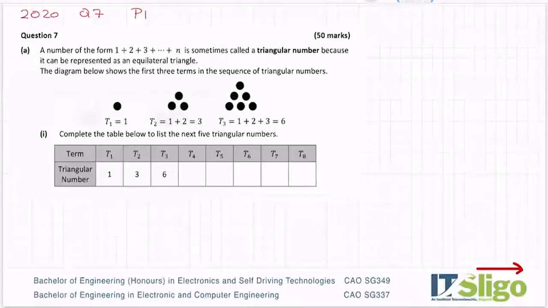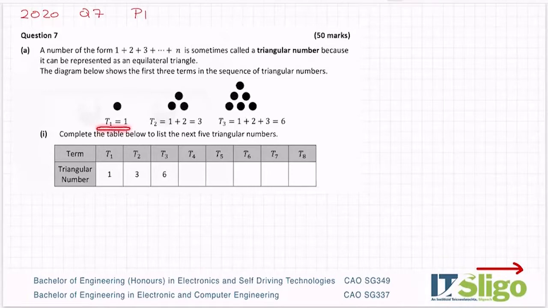Right, sequence and series 2020 question. It was a long one. It was question 7 for 50 marks. A number of the form 1 plus 2 plus 3 plus ... plus n is sometimes called a triangular number because it can be represented as an equilateral triangle. The diagram below shows the first 3 terms in the sequence of triangular numbers.